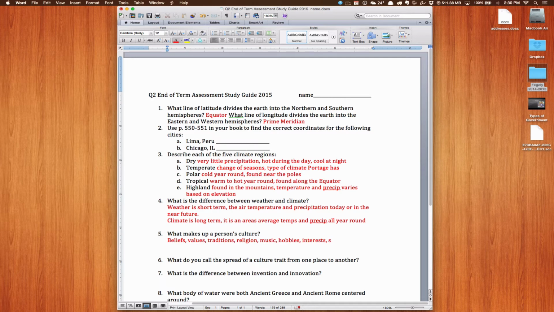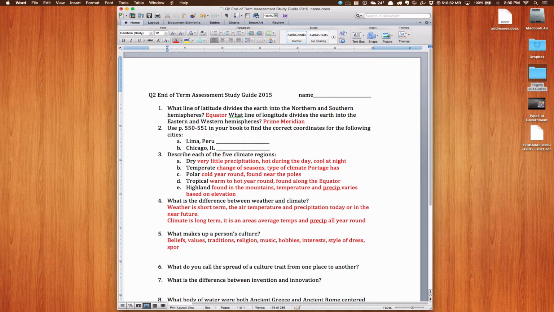Your style of dress, sports you play or follow, holidays you celebrate. All of those things make up a person's culture and much, much more. What do you call the spread of a culture trait from one place to another? That's cultural diffusion.